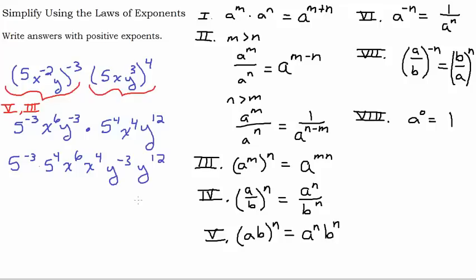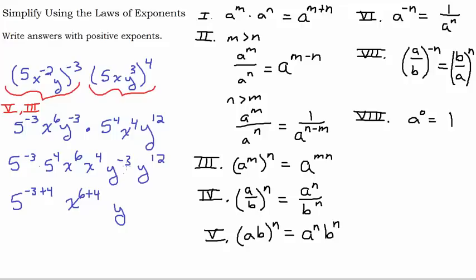Okay, what rule am I going to use now if I want to take 5 to the negative 3rd times 5 to the 4th? That's rule number 1. 5 to the negative 3rd times 5 to the 4th, I'm going to add those exponents together. So that's going to be 5 to the negative 3 plus 4. Same thing with the x, it's going to be 6 plus 4. Same thing with the y.